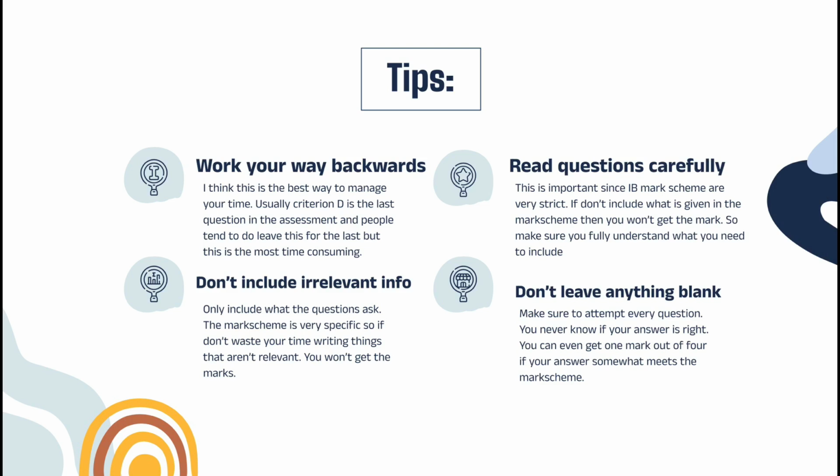The next tip is don't include irrelevant information. Only include what the questions ask. The mark scheme is very specific, so don't waste your time on writing things that are irrelevant, because you won't get the marks. Like, if they're asking you about photosynthesis and you start talking about, I don't know, the stomata of the leaf, which is not even related to what the question's asking you, you're wasting your time because you are not including what the IB wants. So don't waste your time on writing irrelevant things. Just write the things that actually make sense, because if it's irrelevant, you're not going to get the points.